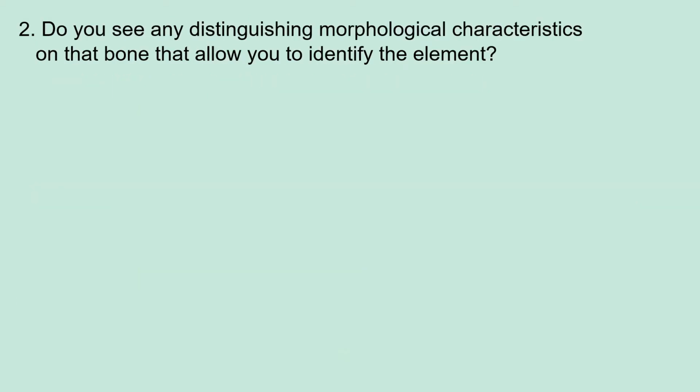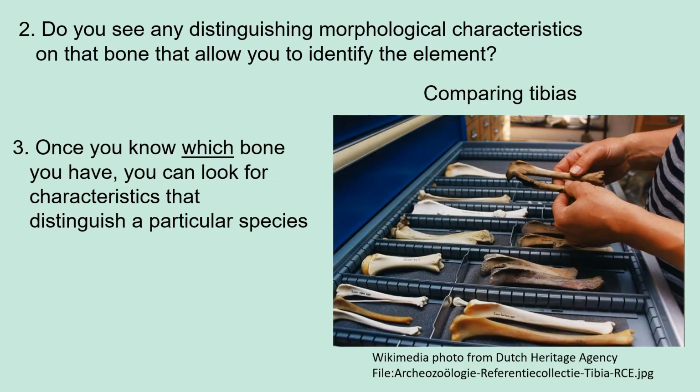Do you see any distinguishing morphological characteristics on that bone that would allow you to identify the element? Once you know which bone you have, for example, a tibia, you can look for characteristics that would distinguish that particular species from other species.